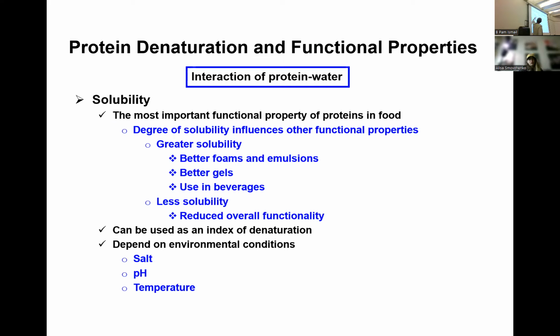What functionality does not need solubility? What functionality does not require the protein to be soluble at least at pH 7? Go ahead. Extrusion? Yes.